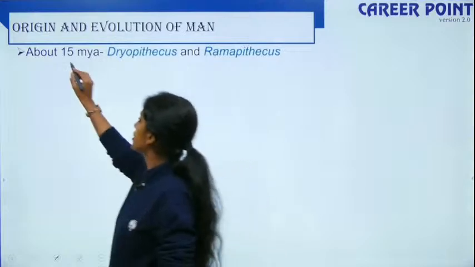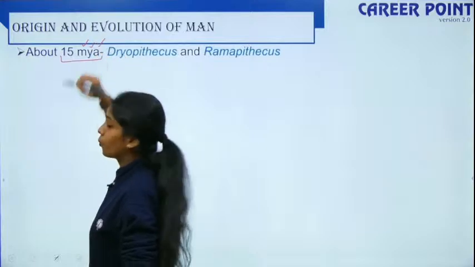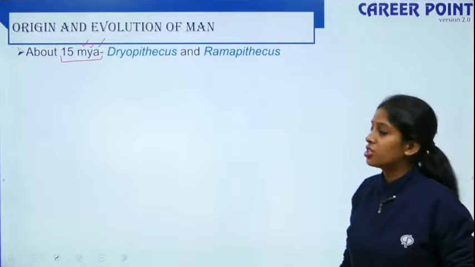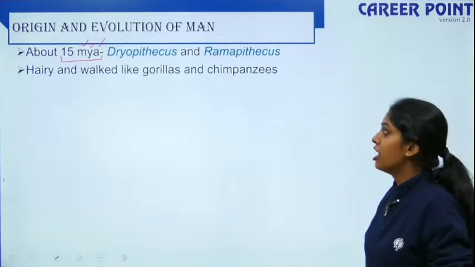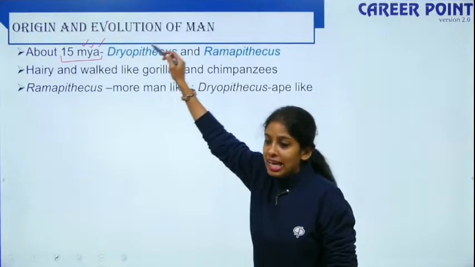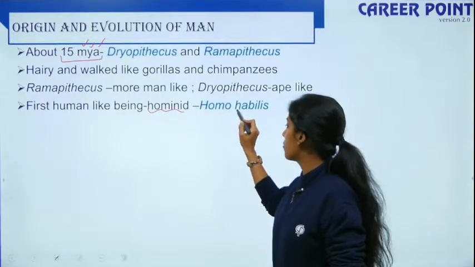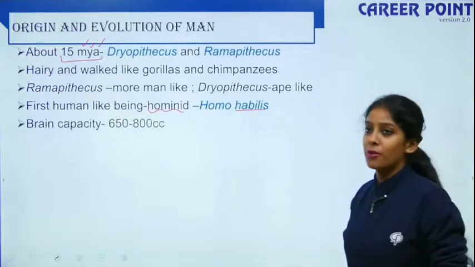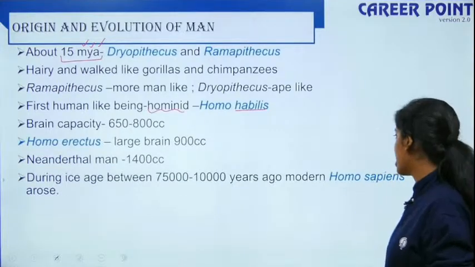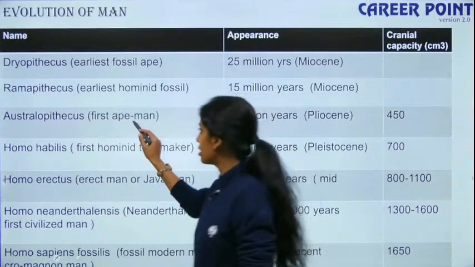This happened nearly 15 million years ago. MYA is million years ago. The first type of man was Dryopithecus and Ramapithecus. He was hairy and gorilla-like and chimpanzee-like. Dryopithecus was more gorilla-like and a bit man-like. The first human-like being is hominid, which belongs to Homo habilis. The brain capacity was the least. Then Homo erectus happened, then your Neanderthal man, and then Homo sapiens. Here I have tabulated it very nicely, with the common names as well.